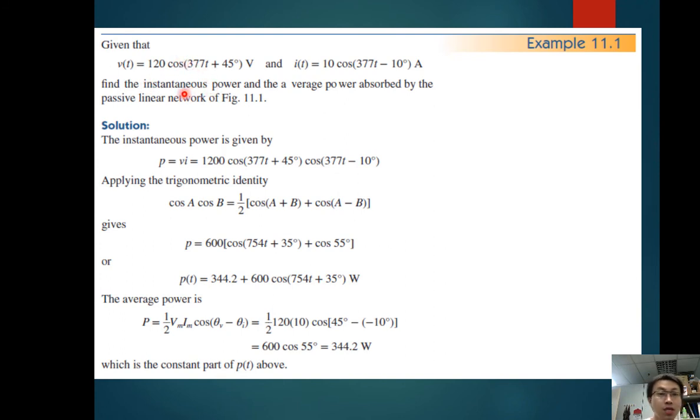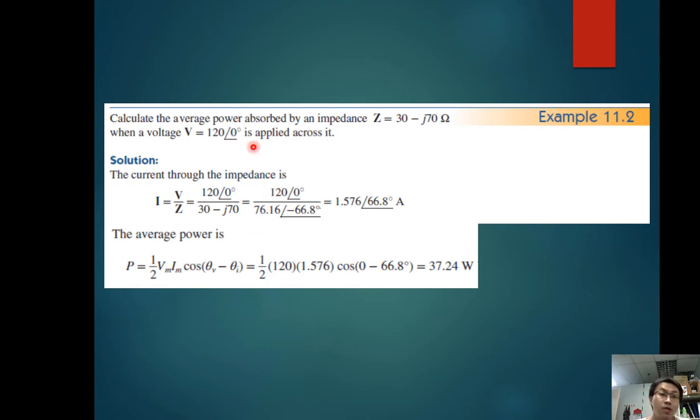v(t) equals 120 cos(377t plus 40), and i(t) is given. Now we want to find the instantaneous power and the average power. So the instantaneous power p equals vi, where we multiply this one times this one. So we have this one. Then we use this equation, and we can get this one. The average power is half Vm times Im cos(theta_v minus theta_i). Then we have 344.2, which is this one. Okay?